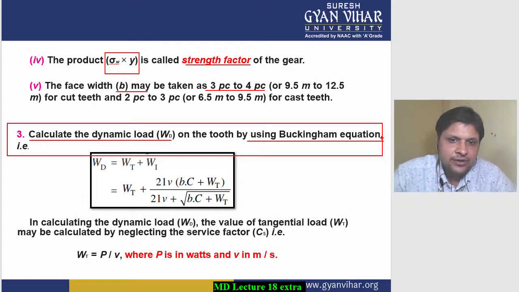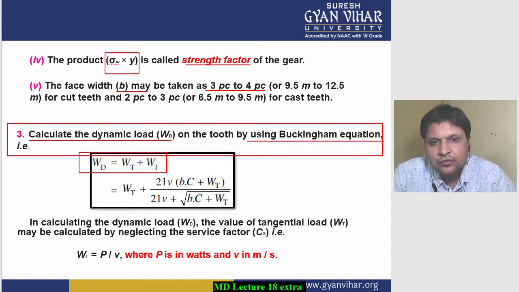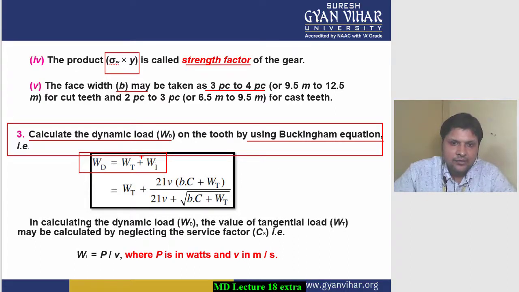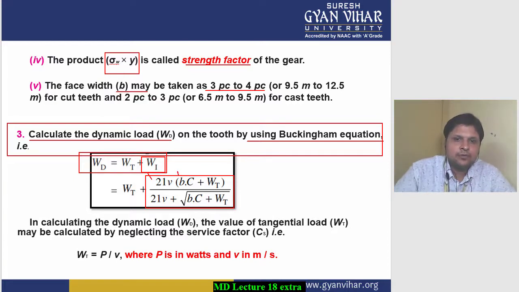Buckingham equation, students, has this equation. WD helps you to find the value of dynamic load, and dynamic load is the sum of the tangential load plus the increment load. For the calculation of this increment load, you can use this formula: 21V into, in bracket, BC plus WT upon 21V plus the whole root of BC plus WT.